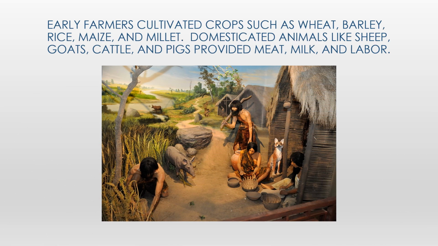Early farmers cultivated crops such as wheat, barley, rice, maize, and millet. Domesticated animals like sheep, goats, cattle, and pigs provided meat, milk, and labor.